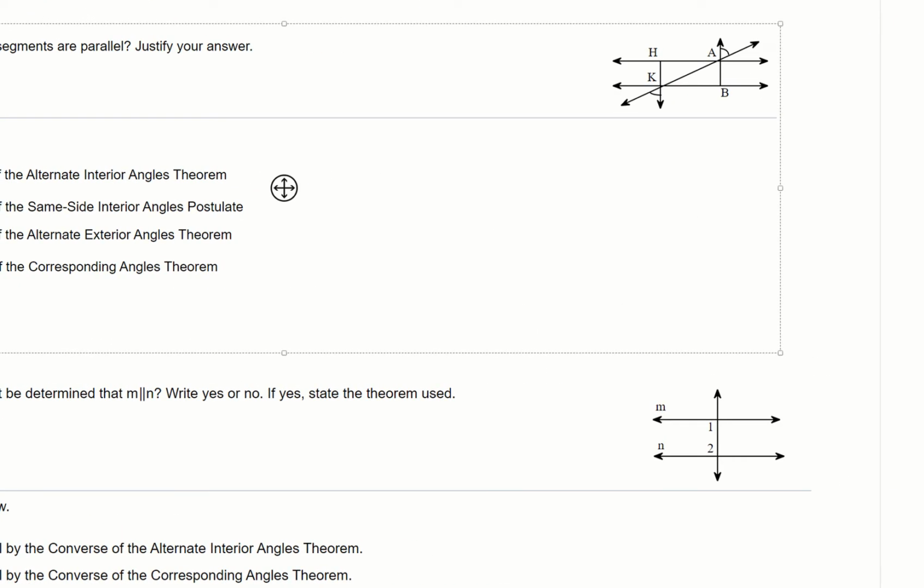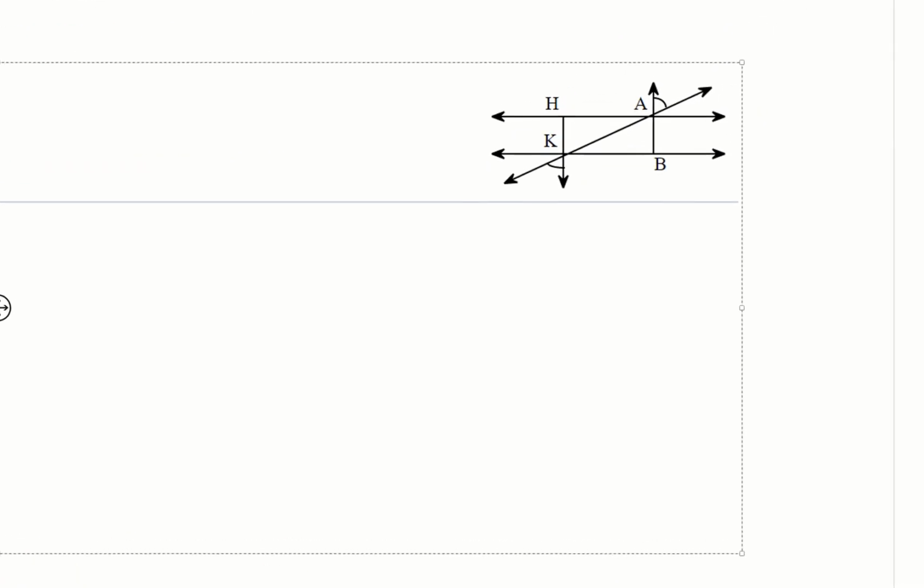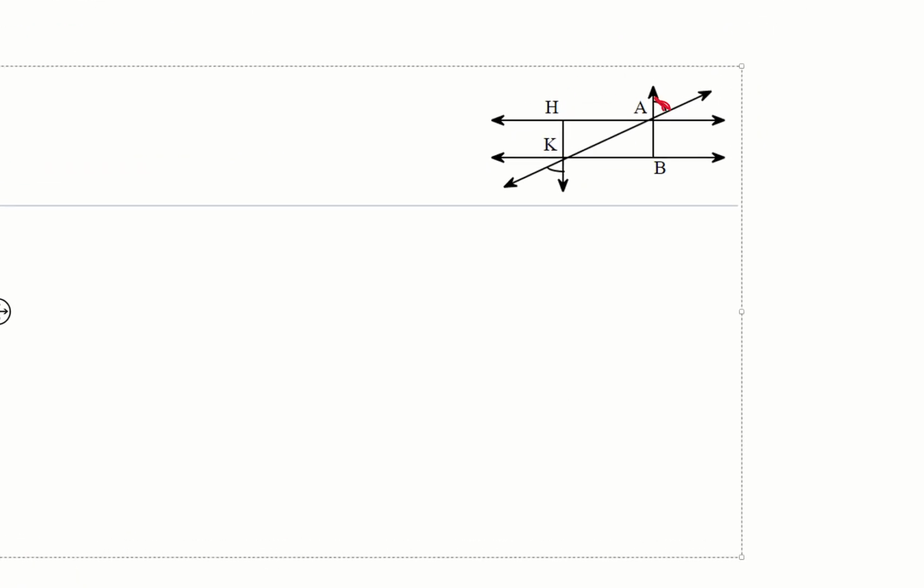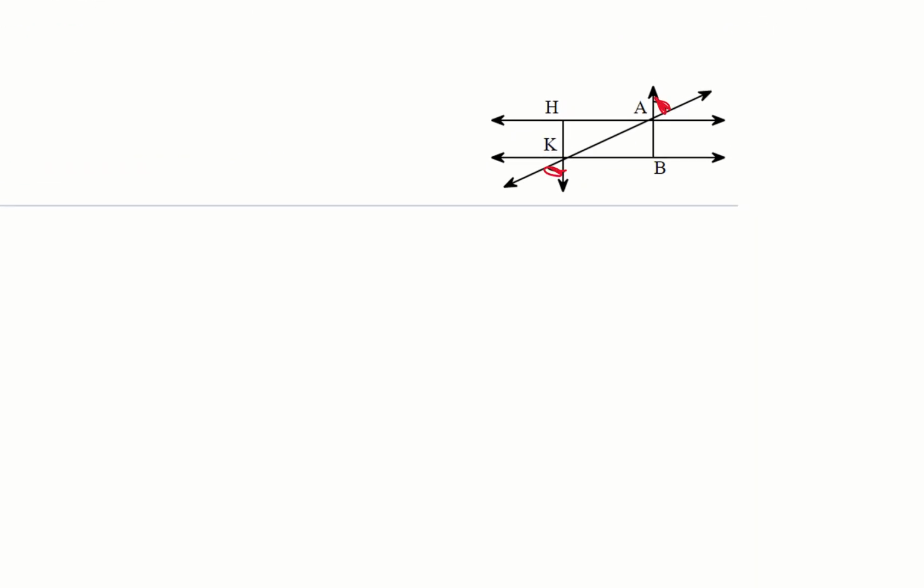Justify your answer. So we know here that this and this are the same. Okay, so basically we have this line right here and this line right here. If we extend it, we have those two parallel lines. We quote unquote parallel. We don't know that they're parallel yet. And then we have this transversal here.